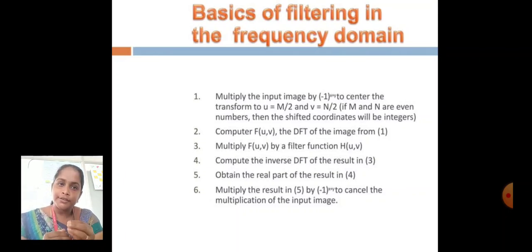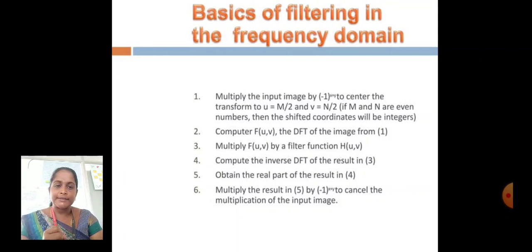Here, the first step is to multiply the input image by (-1)^(x+y) to center the transform at u equal to M by 2 and v equal to N by 2, where M and N are the image dimensions. If M and N are even numbers, then the shifted coordinates will be integers.